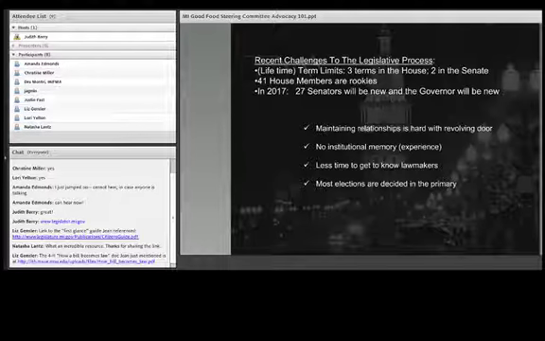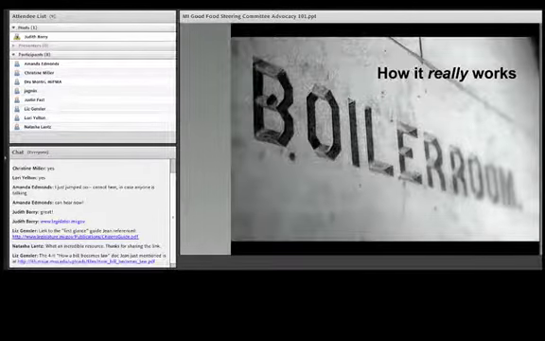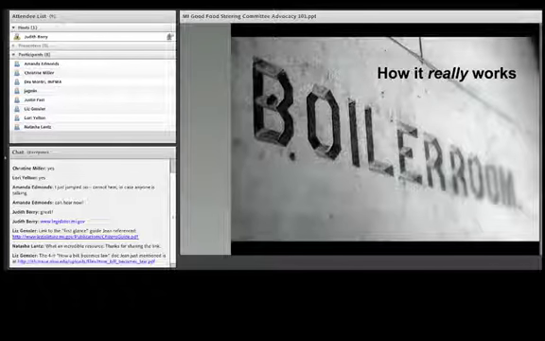There's no institutional memory except with lobbyists. It's less time to get to know legislators and develop a trusting relationship. And also, for another reason, most elections are decided in the primary. Now let's talk about how it really works, okay? Bills are, yes, introduced, and yes, the Constitution gives the public a committee. The committee is when the public is given time to speak on a bill. But if you wait to speak to a bill when it's in committee, in this state, you are incredibly late.